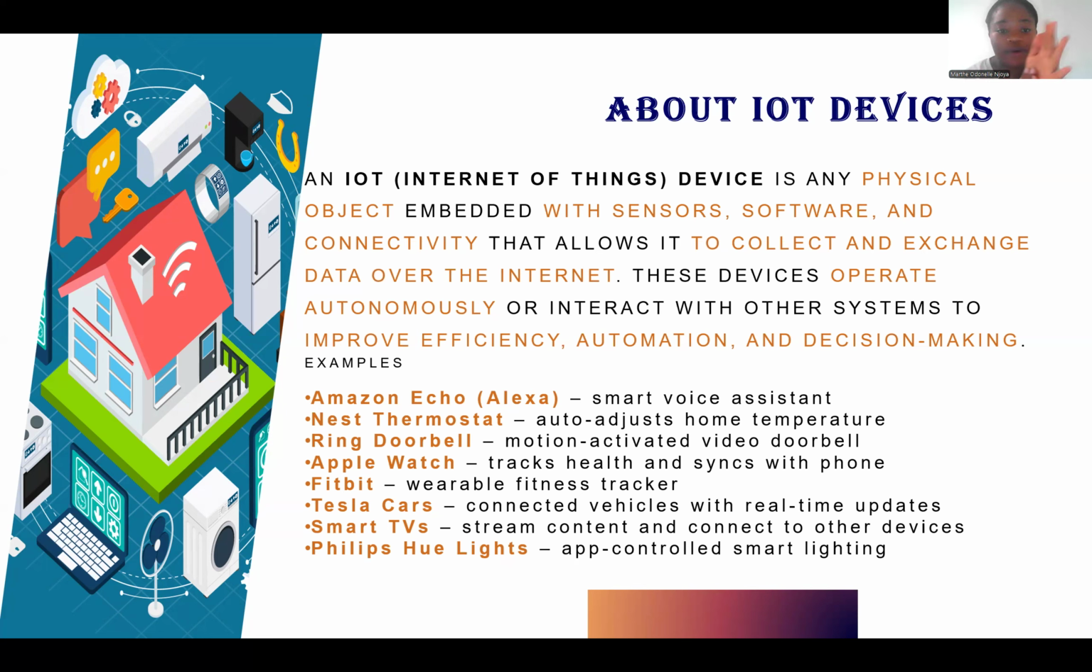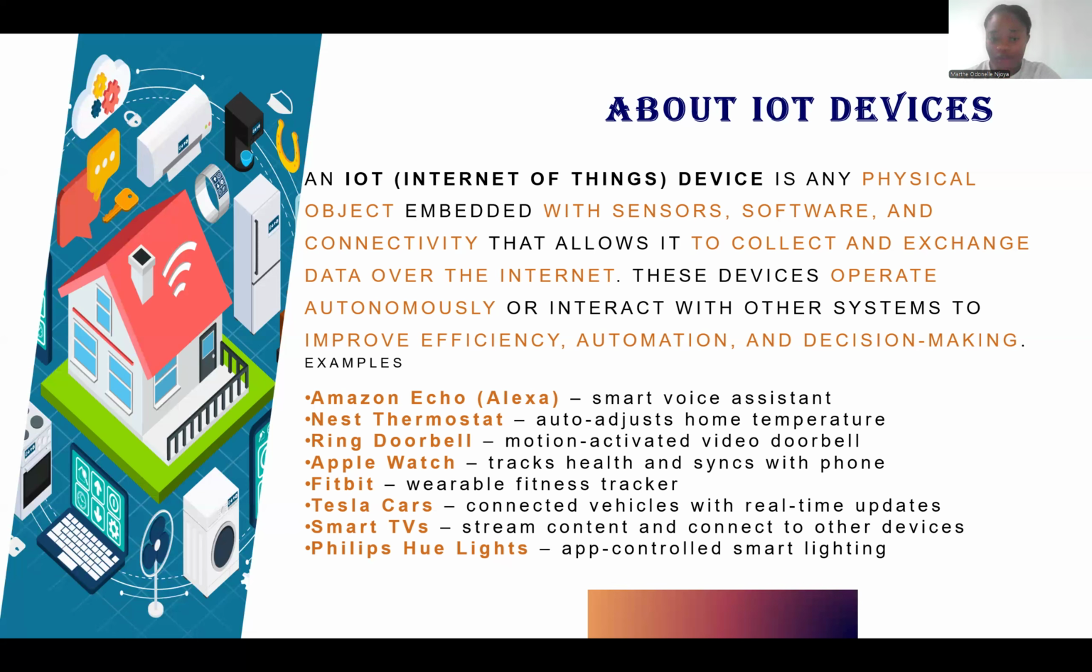Some examples of IoT devices would be the Amazon Echo, known as Alexa, which is a smart voice assistant. Another one would be the Nest thermostat, which adjusts the temperature in our homes. And then we have the Ring doorbell, which captures videos of what is happening in front of our doors. And then we have the Apple Watch, which is very well known, which tracks health and syncs with our phone. And then we have the Fitbit, which is a wearable fitness tracker.